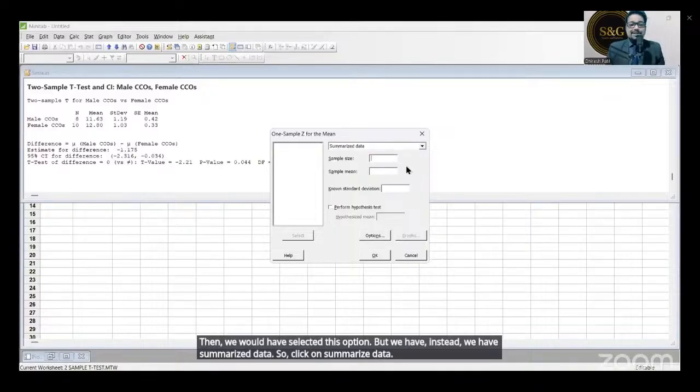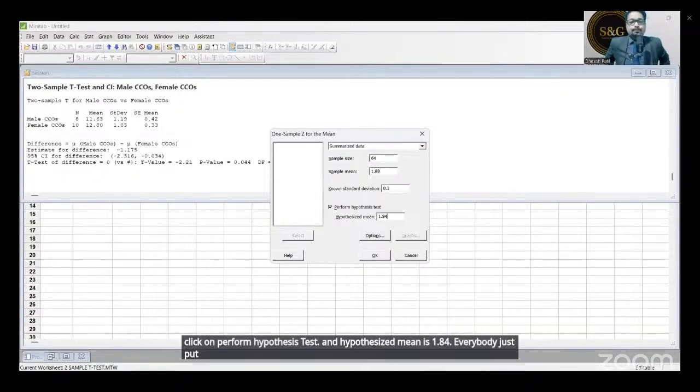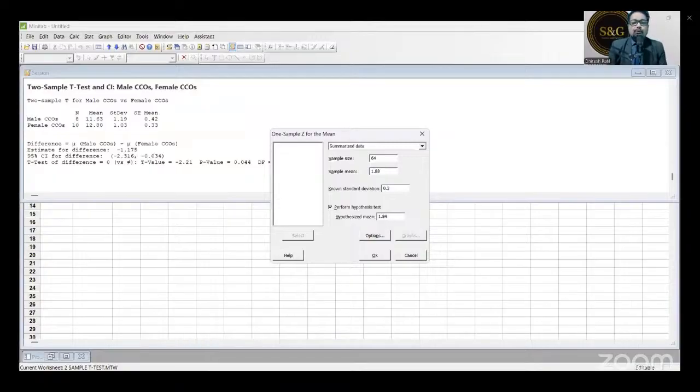Now here the sample size is 64. The sample mean is 1.88. Standard deviation is 0.3. Click on perform hypothesis test, and hypothesized mean is 1.84. Everybody just put these values.